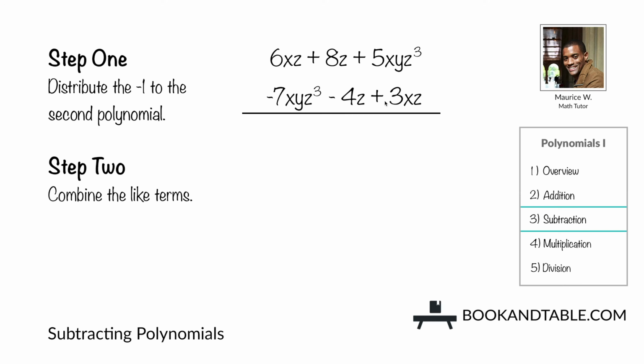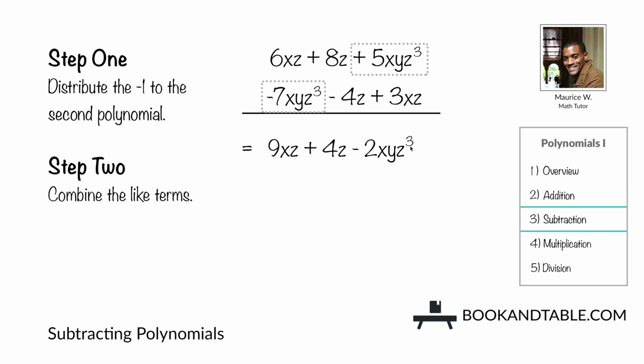And now that we've done that, we can combine the like terms for all 6 terms. So we'll start with the first term in the first polynomial, 6xz. We can combine that with 3xz, giving us 3 plus 6, which is 9xz. We then go to the second term of the first polynomial, 8z, and we can combine that with -4z. 8 minus 4 gives us 4z. And then the last term of the first polynomial, 5xyz cubed, can be combined with -7xyz cubed. 5 minus 7 would give us -2xyz cubed.